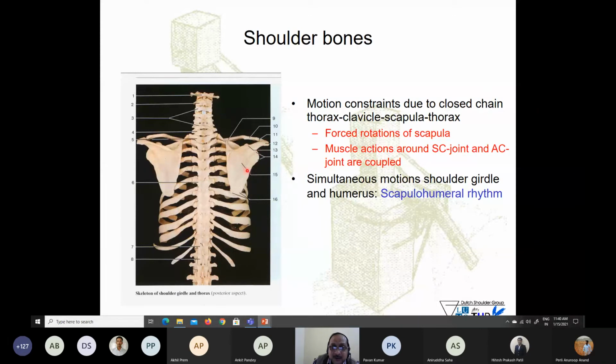Okay, and you can see very clearly the collarbone, the clavicle, as I am pointing through my laser pointer. So clavicle, right clavicle, left clavicle. One end forms the acromioclavicular joint. The other end of the clavicle forms the sternoclavicular joint. That means it is connected to the sternum. Okay.